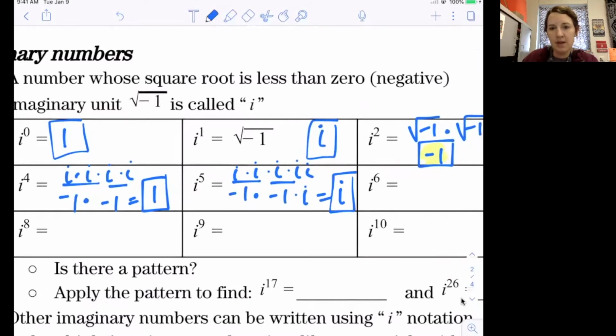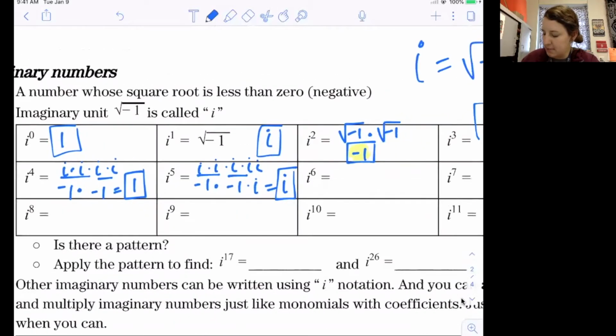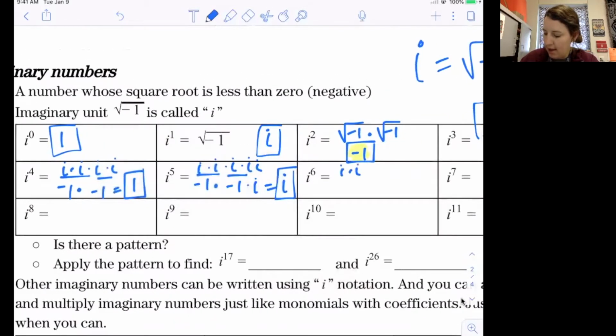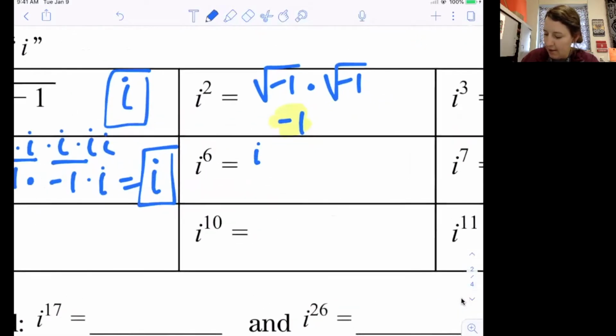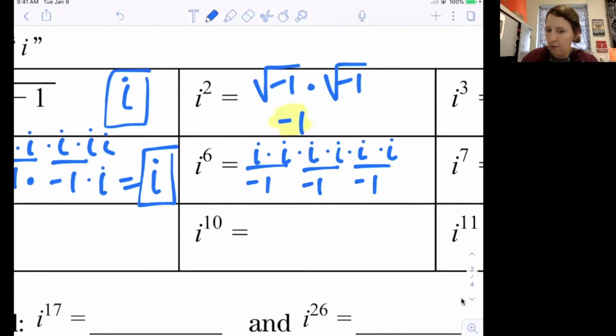So what do we think the next one's going to be? Do we think it's going to be a -1 again? i to the sixth power: I have i times i times i times i times i times i. I have a pair, which makes -1, pair, -1, pair, -1. So -1 times -1 is +1, and +1 times -1 is -1.